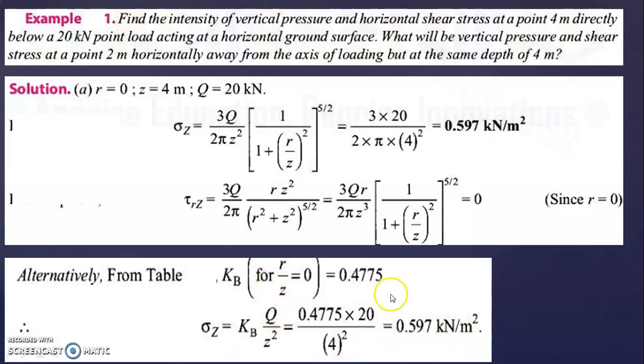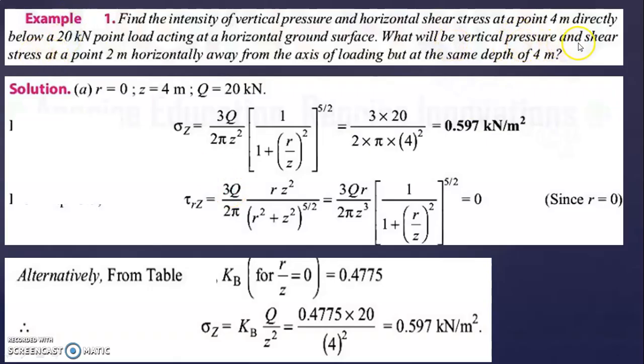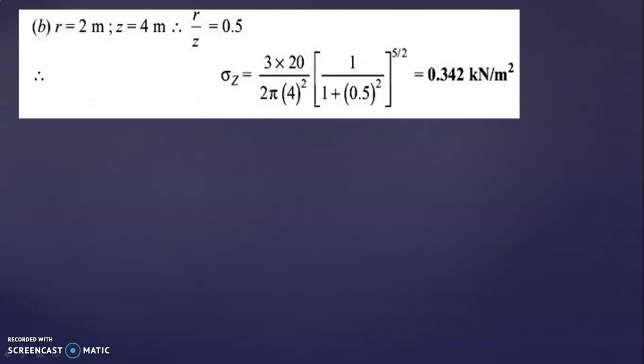You can remember the value for 0, but for different R by Z ratios it is difficult to remember the values. If the table is given, well and good, otherwise you have to do it using this method only. Next, case B. R is equal to 2 meter here, because it is asked to find vertical pressure and shear stress at a point 2 meter horizontally away from the axis of the loading. So R equal to 2 meter and Z equal to 4 meter. So the R by Z ratio is 0.5 here.